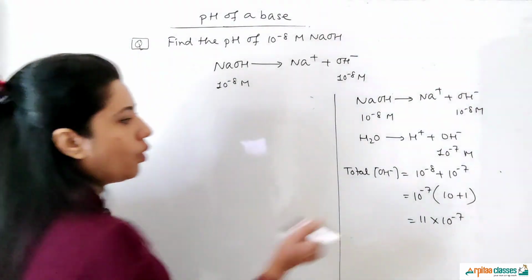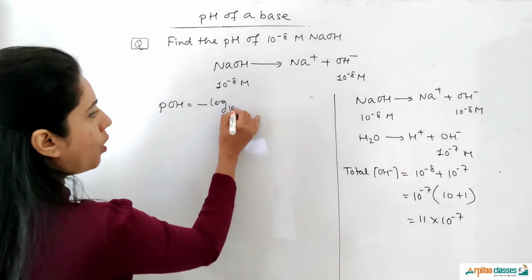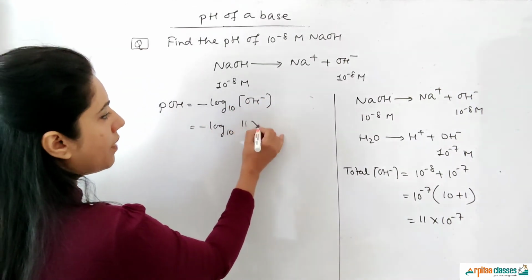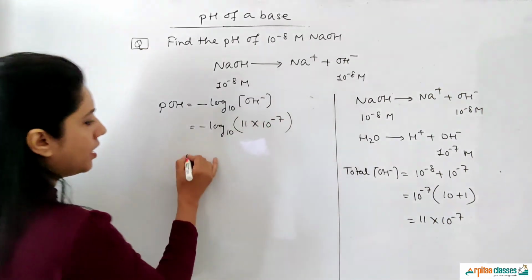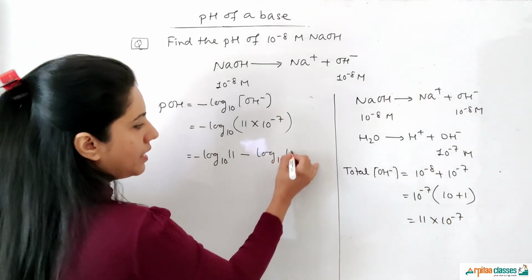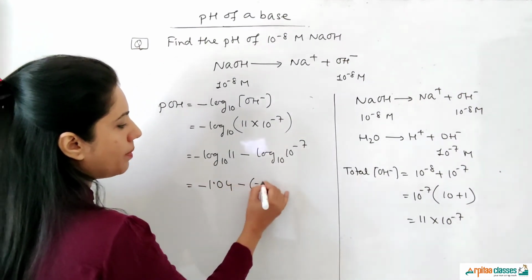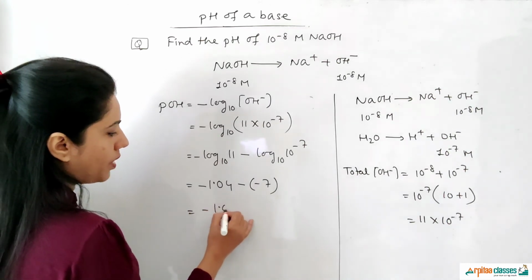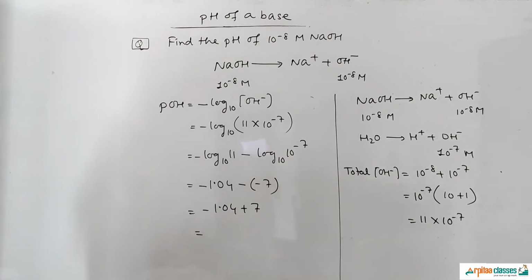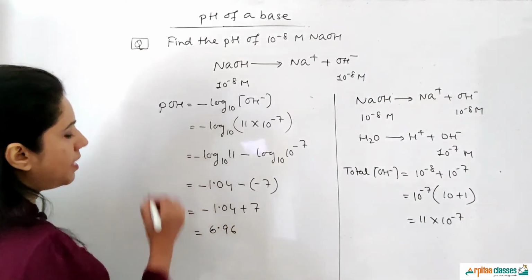So we got the total OH minus concentration. Therefore now pOH is equal to minus logarithm of OH minus concentration, which is minus log to the base 10, 11 into 10 raised to power minus 7. So this is minus log to the base 10 of 11 minus log to the base 10 of 10 raised to power minus 7. The value of log 11 is 1.04 and this will be minus 1.04 plus 7. Now you subtract 7 minus 1.04, which is giving you 6.96.